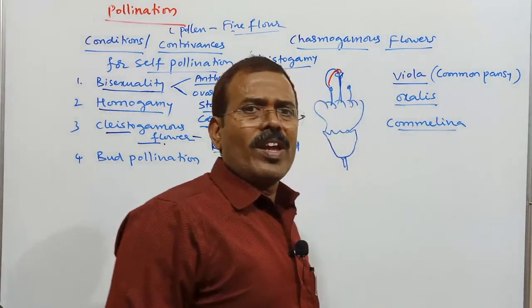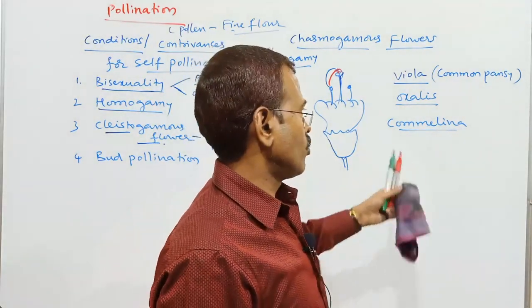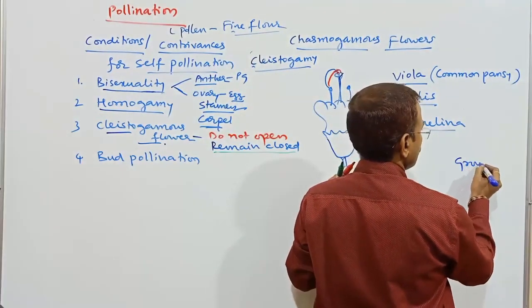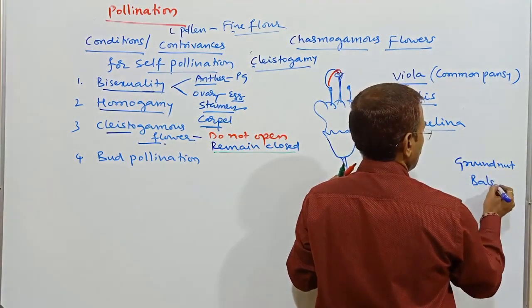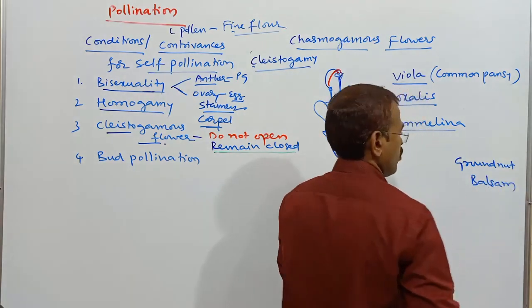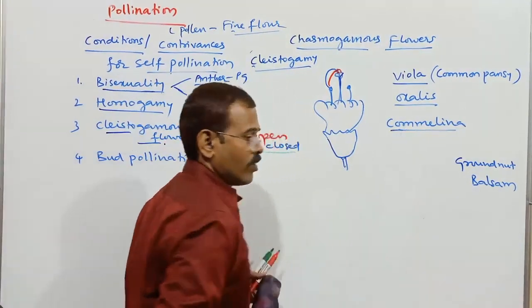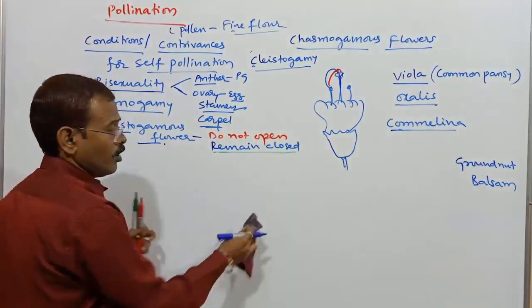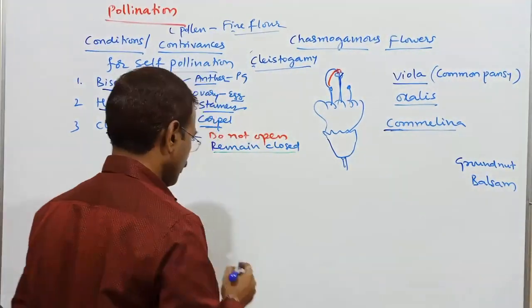These are some of the examples. Viola, which is also called the common pansy, then Oxalis, Commelina. In addition to these, groundnut, balsam. These are all some other examples. See, when you take Commelina bengalensis, okay.